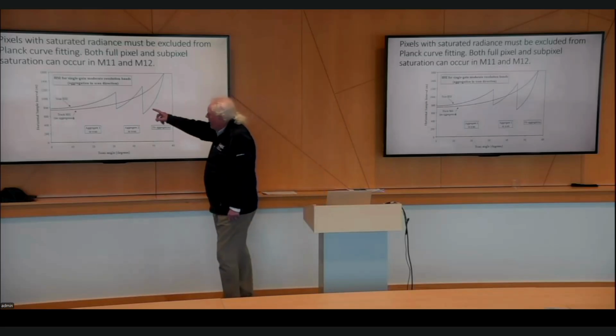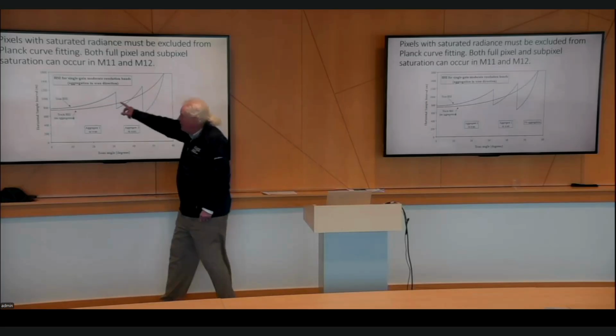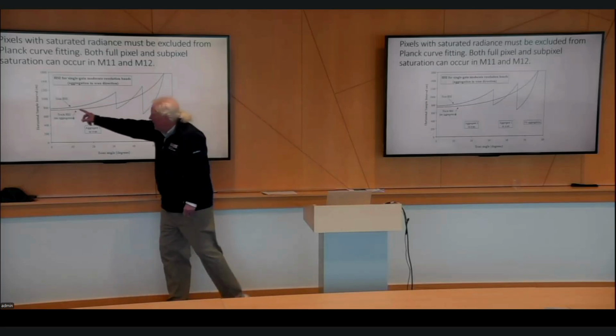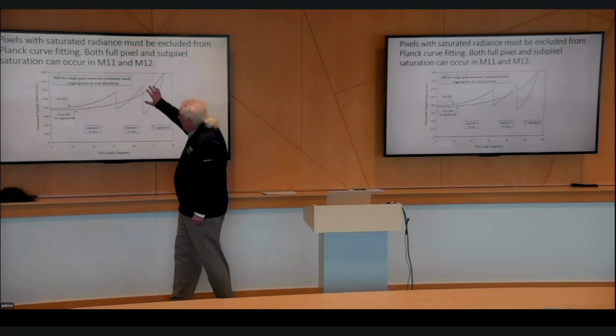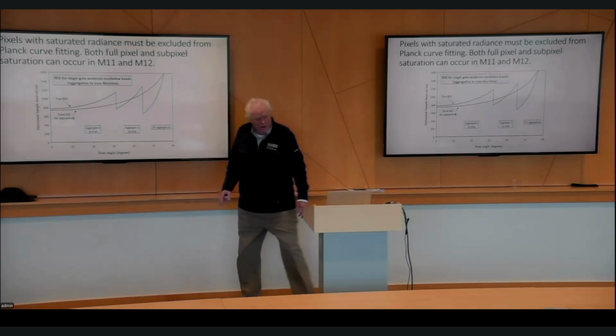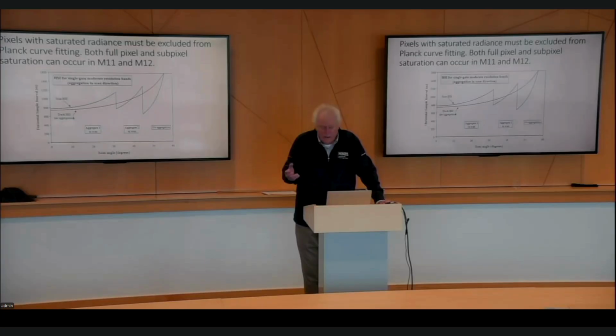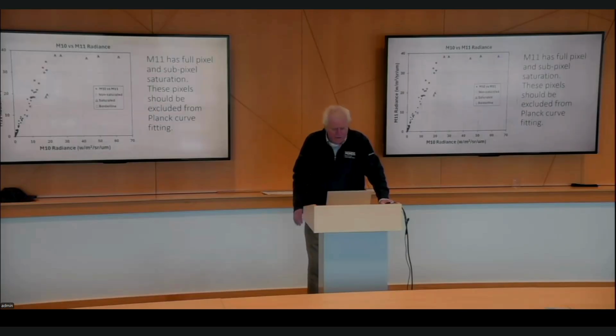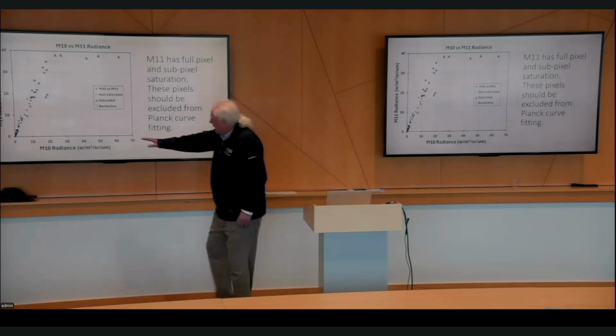And there's a phenomenon called subpixel saturation, that it can't happen out here, but it can happen in here, in these two aggregation zones, where one of the detectors or two of the detectors are saturated. And so the resulting radiance is affected by saturation, but the pixel's not fully saturated. Let me show you what that looks like. Here is M10.